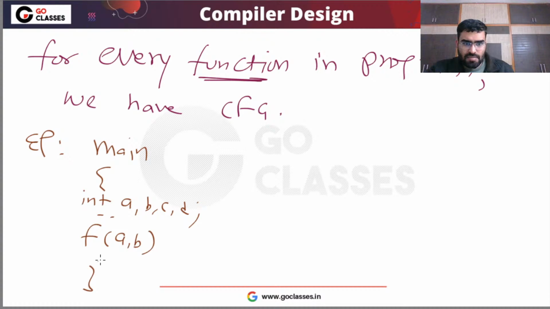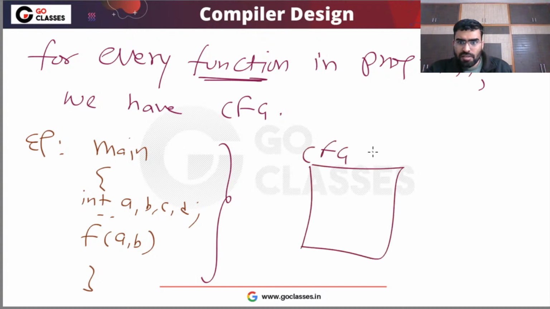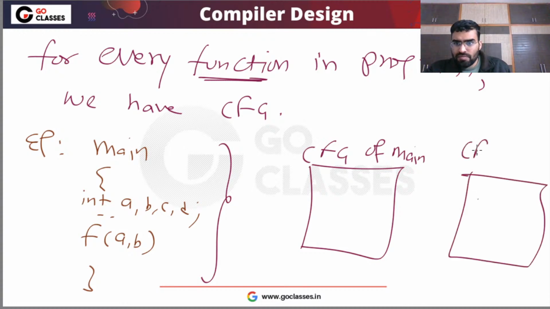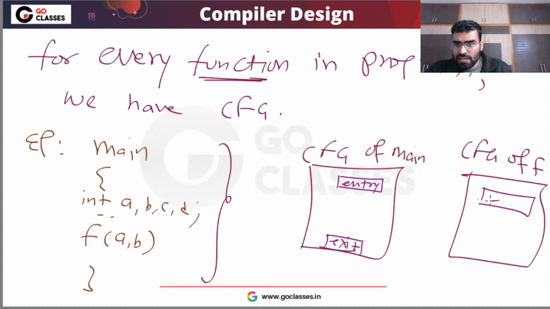Now you can notice that you will have control flow graphs: this is the control flow graph of main, and this is the control flow graph of f. This is the CFG of function f. Here there is something called entry, here exit, and here there is entry.